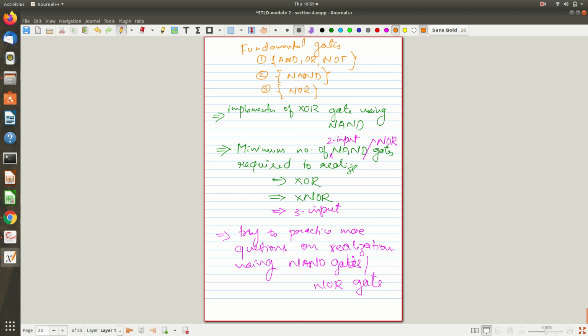But is it enough? Does the list stop here? Can we think of some other combination of gates, maybe a single gate or more than one gate, using which you can implement all the Boolean expressions? Actually such combinations exist, you can try to explore them also. You can take this as an exercise.